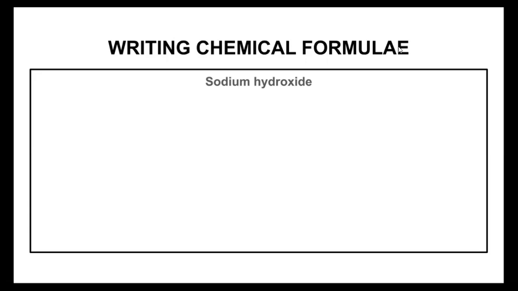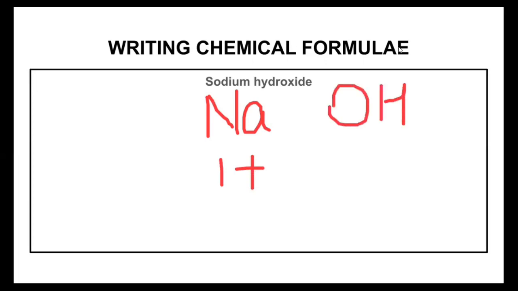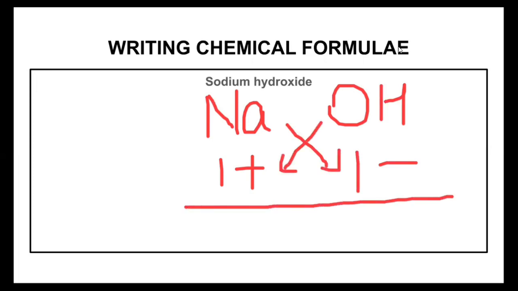So the first step in writing the chemical formula is, first of all, write the name. So sodium hydroxide. Now sodium hydroxide contains sodium ion which has a valency 1 plus. Hydroxide OH 1 minus. Crisscross method is there, and thus the formula becomes NaOH.